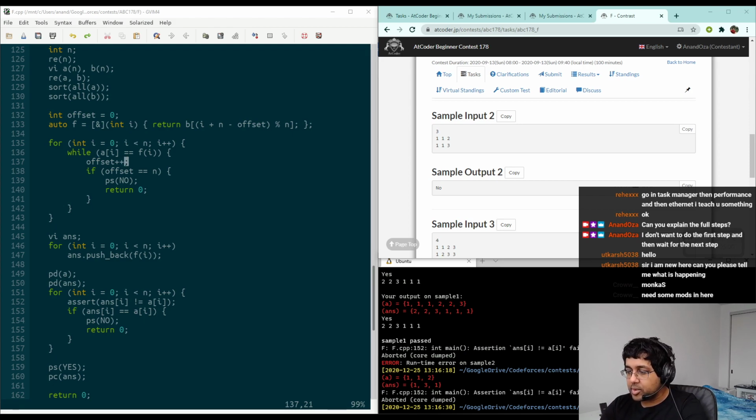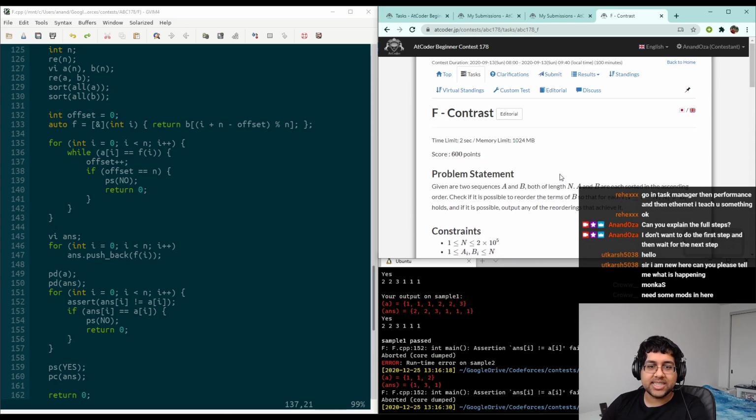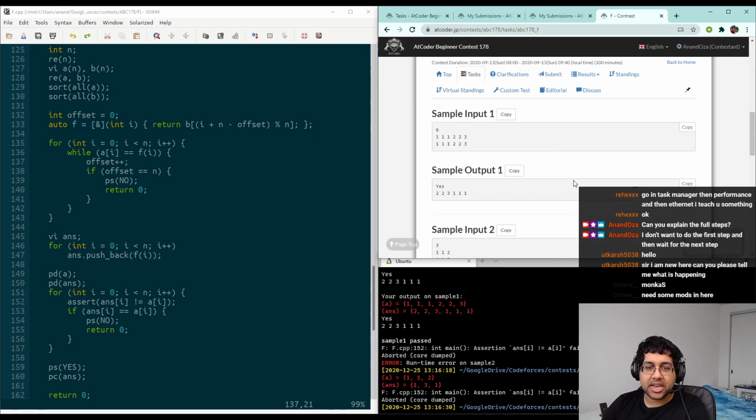Utkarsh asks, can you tell me what is happening? So I'm currently doing this virtual contest. There was this contest that happened a while ago, and right now I'm trying to solve all the problems from it. I solved A, B, C, D, and E, but now I'm struggling with F a little bit.